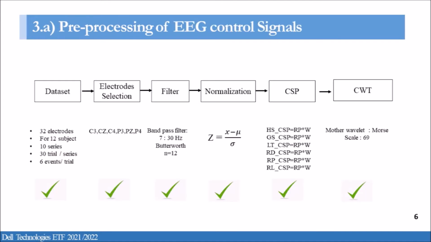In this section, we will talk in brief about different stages of the pre-processing phase, starting from the dataset, passing through the number of electrodes and the reason behind selecting only 6 electrodes, then completing our discussion about filter, normalization, common spatial pattern or CSP, and finally, continuous wavelet transformation, which plays an important role in converting the EEG control signal into scalogram images that can be fed to a pre-trained neural network.